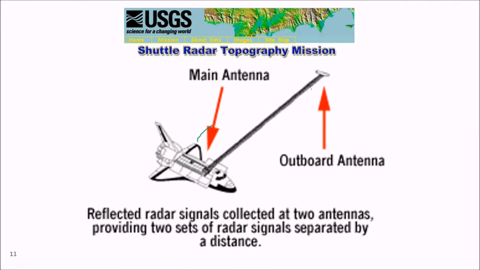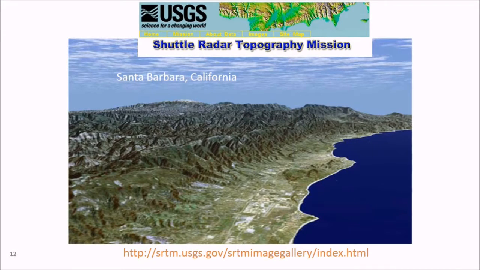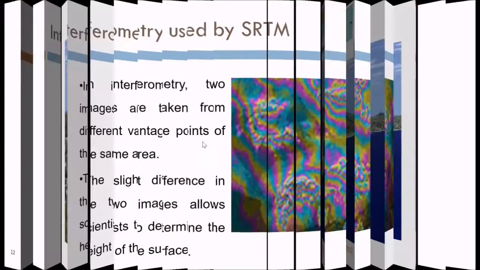This was the main antenna, this was the outboard antenna, right? So the reflected radar signals are collected at two different antennas, which provides two sets of radar signals separated by a certain distance, which gives us the interferometric SAR computation. This is the SRTM mission. As you can see, these are the elevation values, and these are the images which are actually draped on the underlying DEM. So how realistic it is.